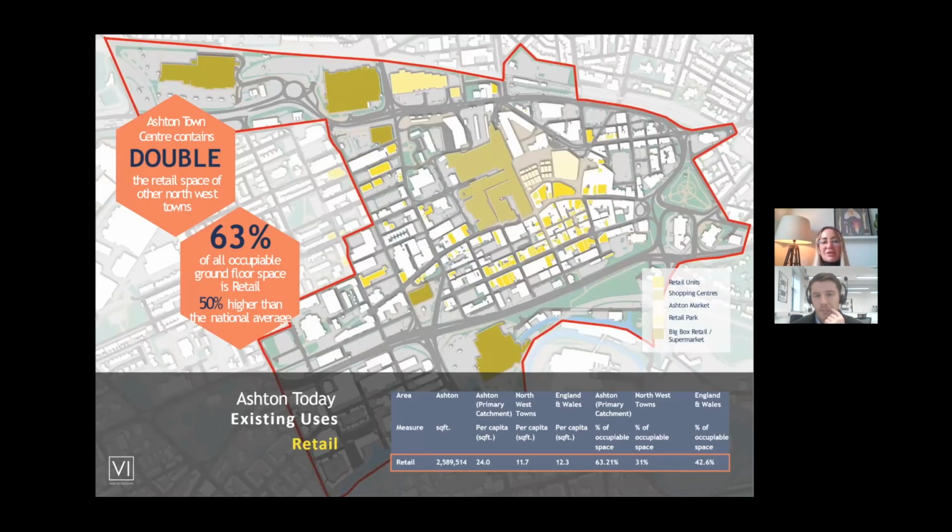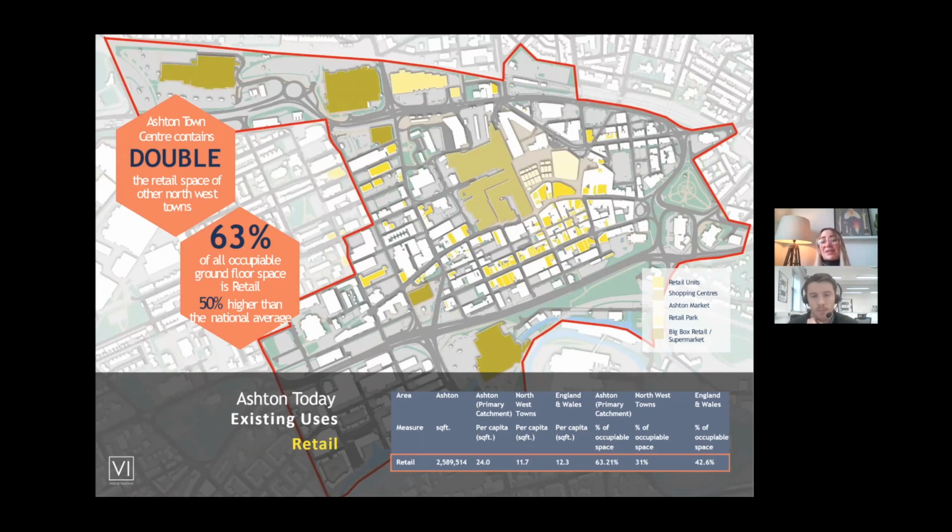And again, another investigation into Ashton's retail floor space. Delving into quite how much retail Ashton has, we were able to understand, using benchmarking and publicly available information, that Ashton Town Centre had about double the retail space of the other northwest towns. So that explains some of the figures we were seeing when we compared Ashton footfall decline to some of those other locations outside Greater Manchester.